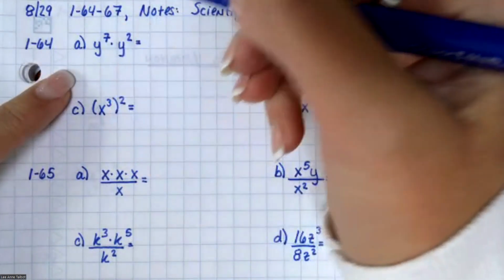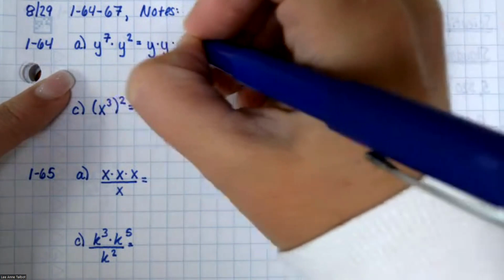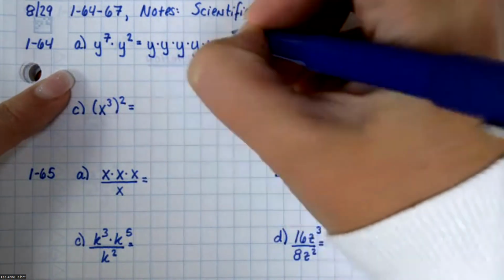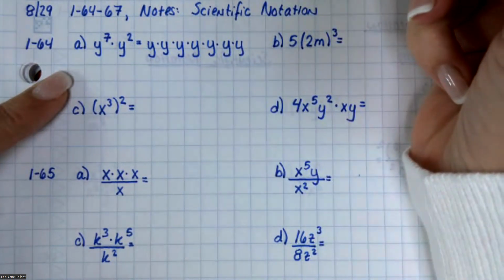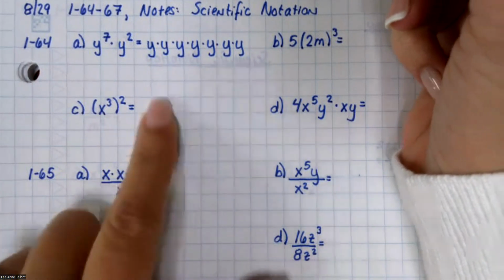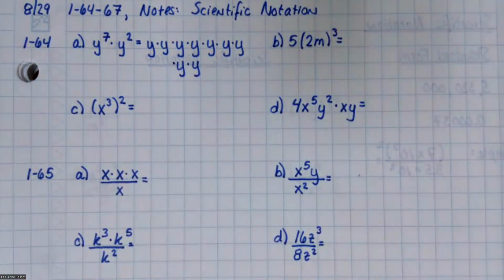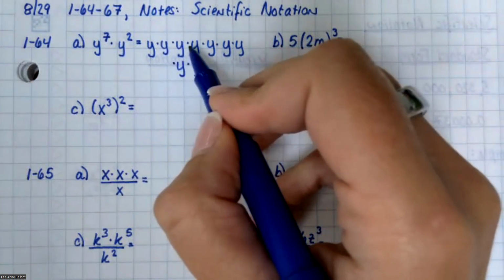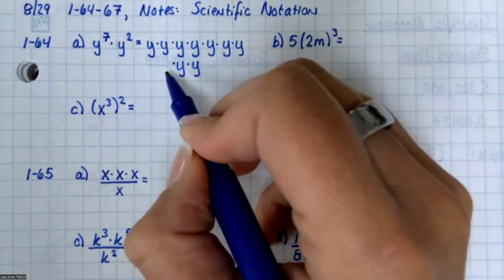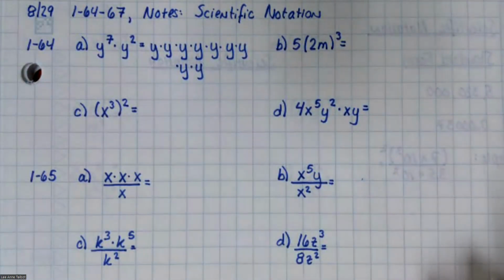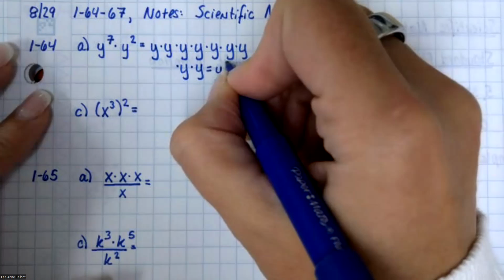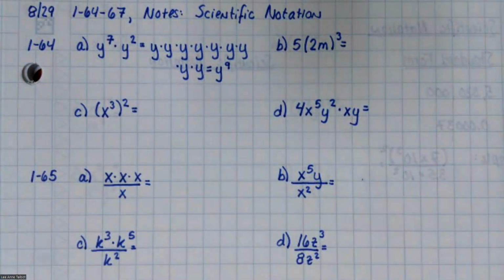6A, y to the 7 times y squared. 1, 2, 3, 4, 5, 6, 7. So there's y to the 7 times y squared. How many total do I have? Y to the 9. Okay, now you're like, this is tough, but I can see that that's y to the 9 without making my hand fall off making a million y's. Yes, I know. Just doing this today. We're not going to do it forever, I promise.